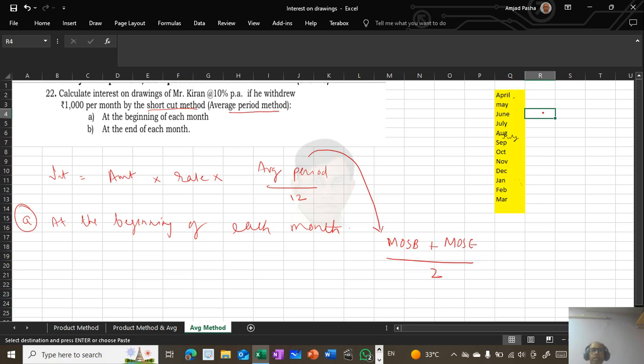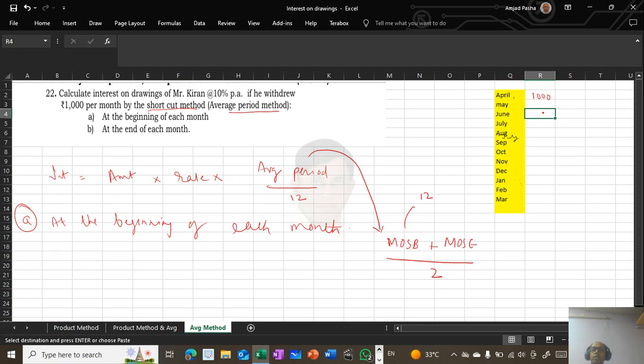So what is months outstanding at the beginning? At the beginning of each month means he will withdraw 1000 from 1st April. So on 1st April he will withdraw 1000, and he will have to pay interest on 1000 for 12 months. So this is months outstanding at the beginning, which is 12. He has to pay interest on 1000 rupees for 12 months, because he has taken money and the year is ending on 31st March.